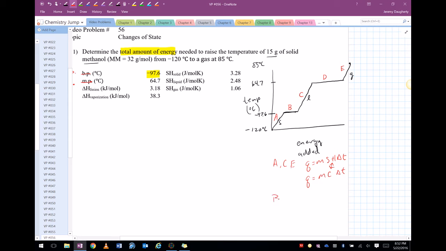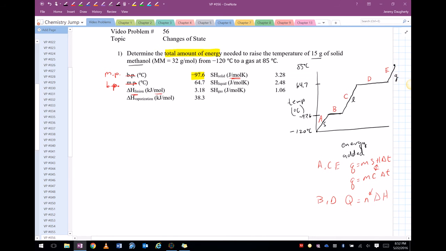Now at points B and D, we don't have a temperature change, so we can't use Q equals m SH delta T. Notice that our heat of fusion is given to us in moles here. So for B and D we're going to use this equation: Q equals n times delta H, where n is the number of moles. So we're going to have two different types of equations, five different complete problems. Let's go ahead and get started, and we'll look at a couple things that are going to come up here. Let's start with line A.